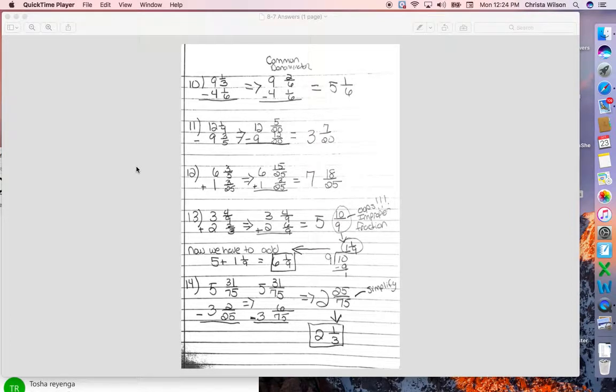Answers to the homework from Tuesday. This is 8-7. We were adding and subtracting mixed numbers. So you had to do number 10 through 14.